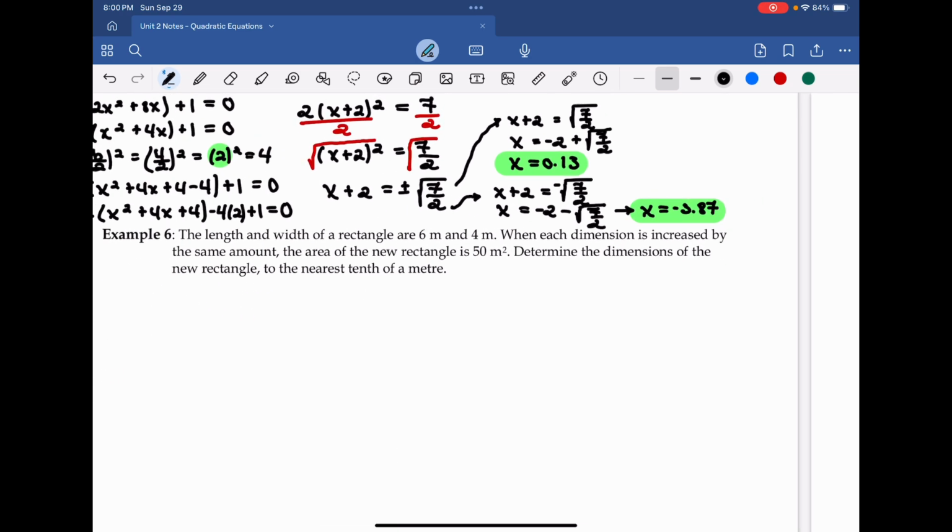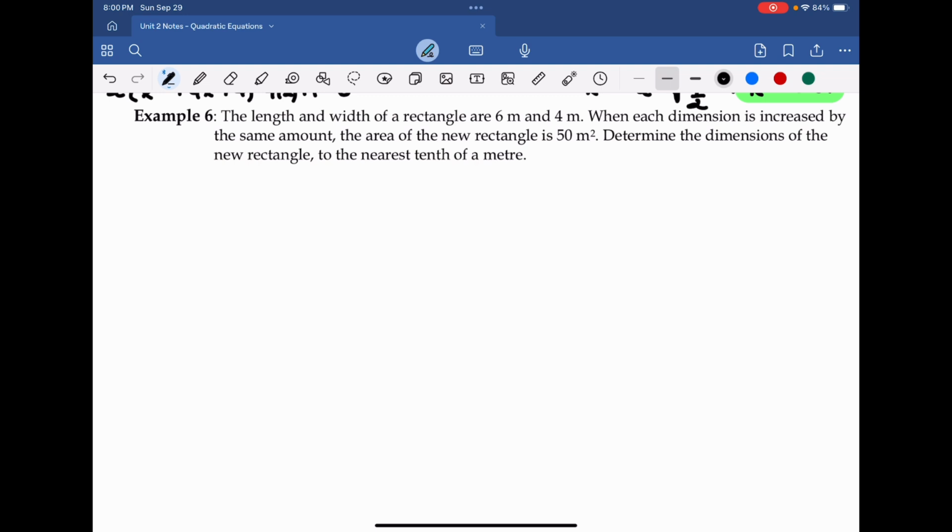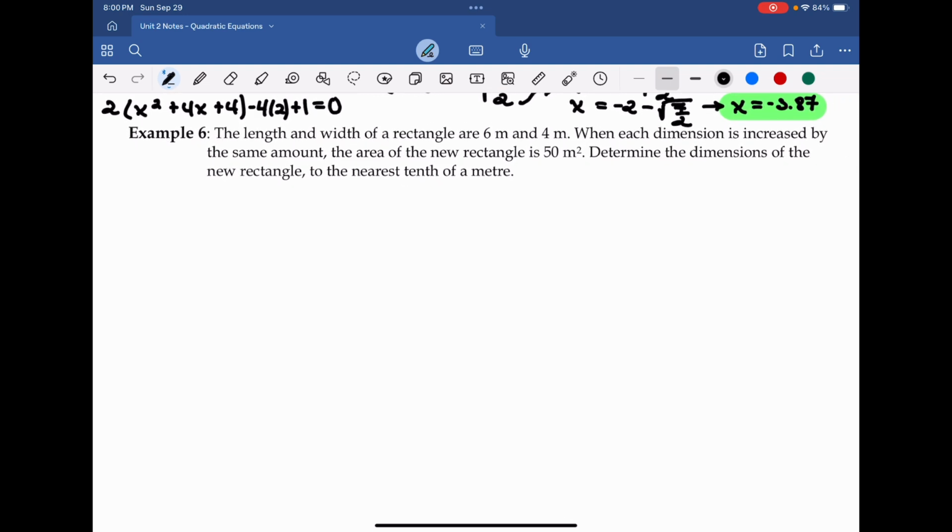Now going down below to our next example, example number 6. The length and width of a rectangle are 6 and 4 meters respectively. When the dimensions are increased by the same amount, the area of the new rectangle is 50 meters squared. Determine the dimensions of the new rectangle to the nearest tenth of a meter. Tenth, obviously, being one decimal place.